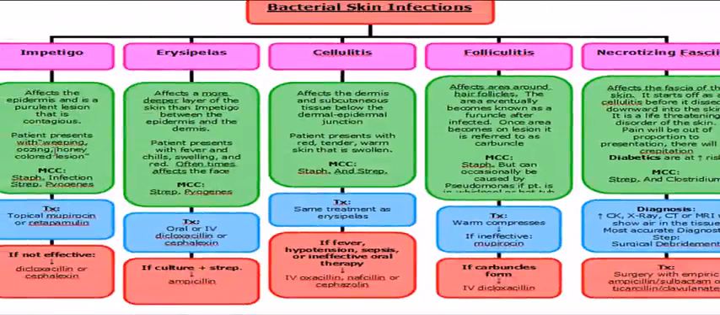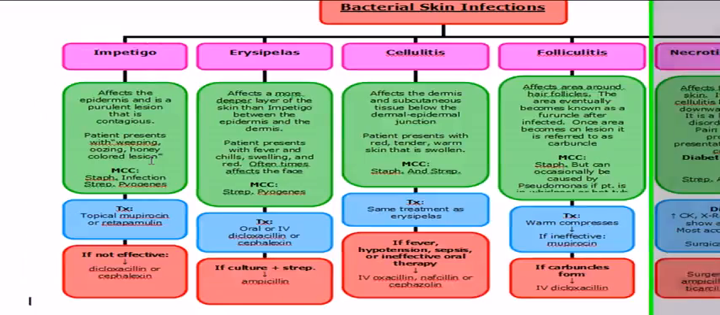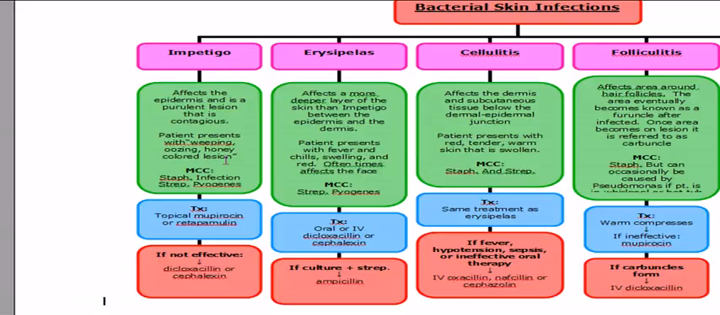Right here. Weeping, oozing, honey-colored lesion, okay? It's going to be most probably staph, but it can also be strep pyogenes. Look for topical mupirocin as your treatment, okay? And only if it's ineffective are you going to dicloxacillin and cephalexin, okay?